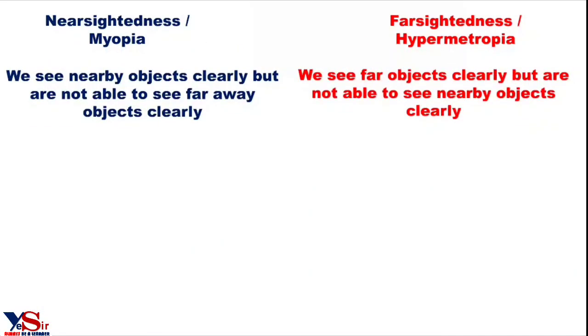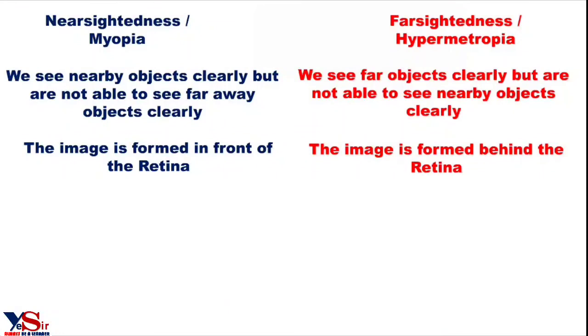Myopia, and on the right hand side, hypermetropia. In myopia, we see nearby objects clearly but are not able to see far away objects clearly. And in hypermetropia, we see far objects clearly but are not able to see nearby objects clearly. Very important points. Second one, the image is formed in front of the retina in myopia and the image is formed behind the retina in hypermetropia.